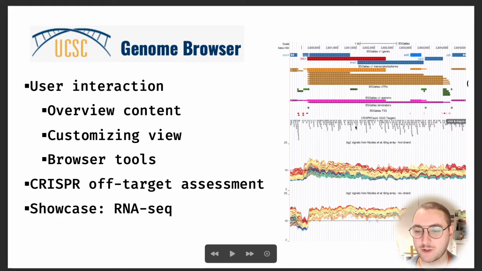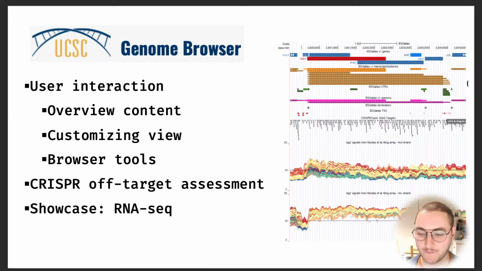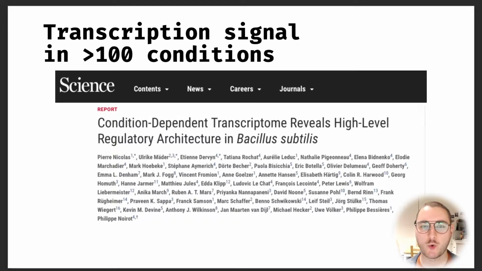Besides our potential guide RNAs, we have here the comprehensive signal from a massive tiling array study. This specific study in question has been published in Science by Nicolas et al. It contains transcription signals for over 100 different conditions. Thus, given such a large number of conditions, it becomes increasingly difficult to navigate them. Also here, we provide in the Genome browser a solution. Let's have a look at it.